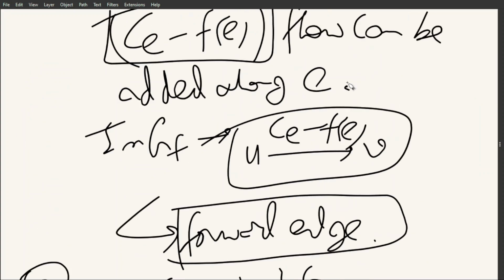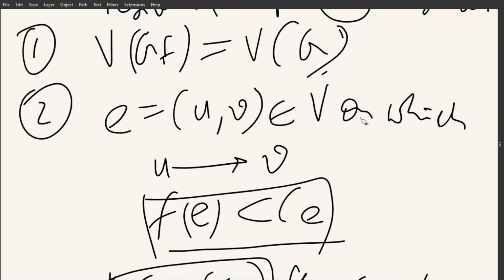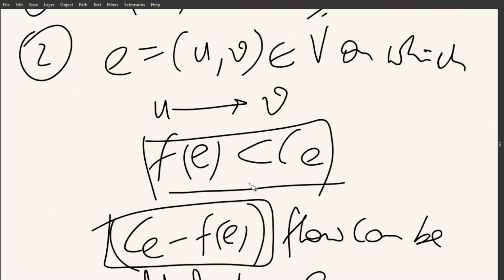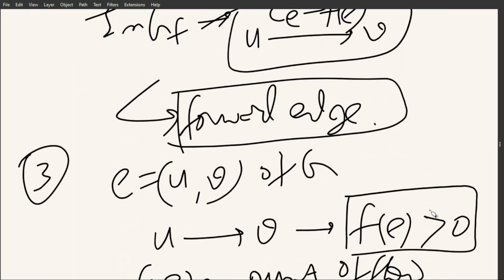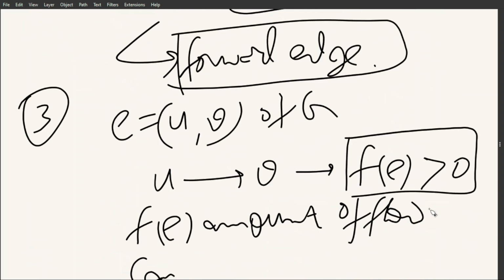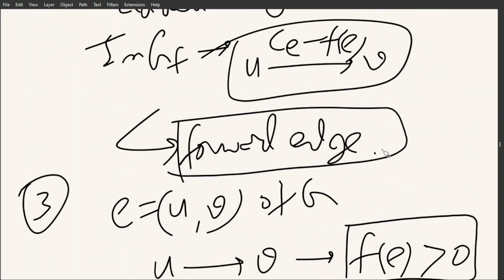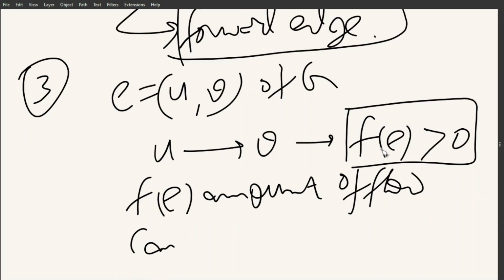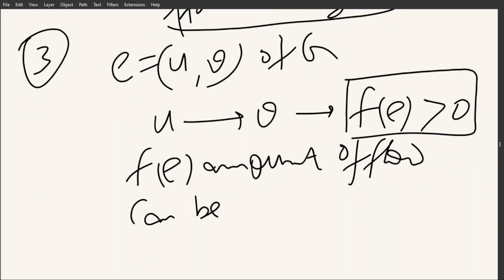FE lies between 0 and CE; these are the boundaries. If it lies strictly between them, with FE less than CE, then we add a forward edge with weight CE minus FE. And if it is greater than 0, then we add a backward edge. The forward edge corresponds to how much flow we can add, and the backward edge corresponds to how much flow we can decrease. We have to keep account of both. FE amount of flow can be decreased.